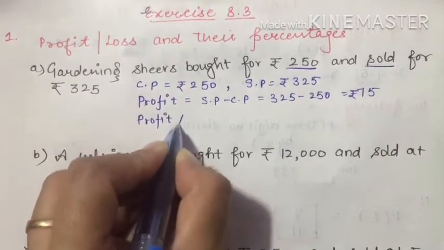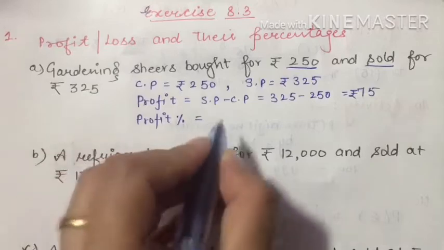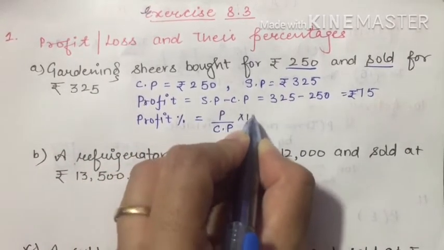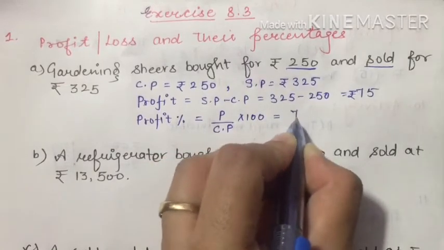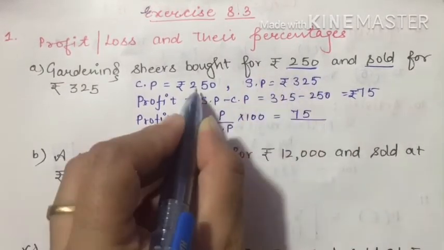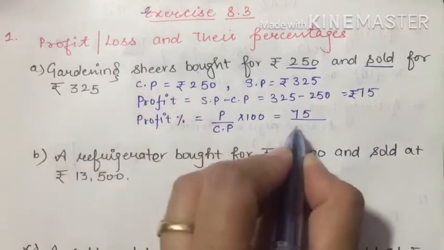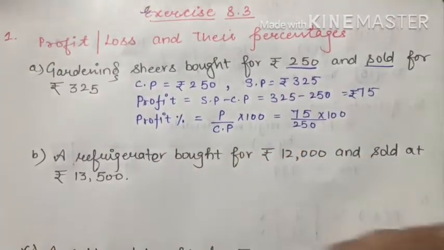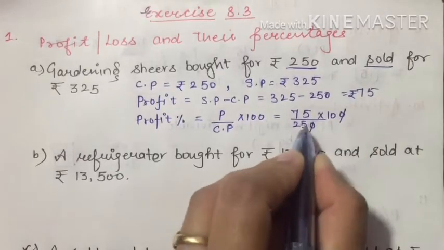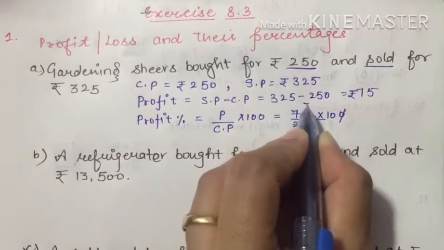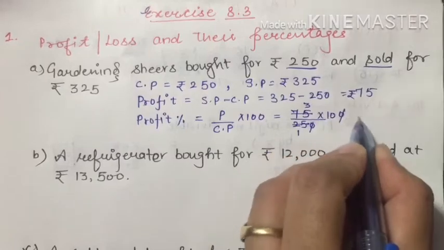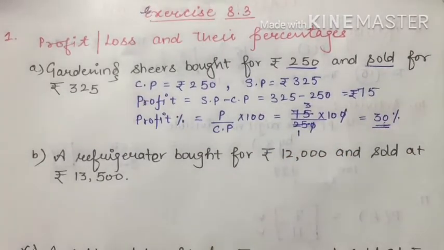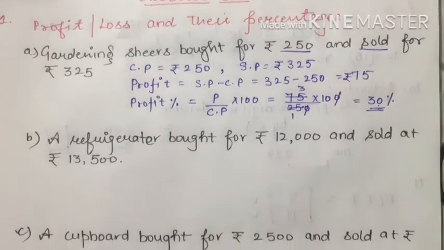Now I have to find the profit percentage. Students, what is the formula of profit percentage? The formula is profit divided by CP multiplied by 100. My profit is 75 and my CP is 250, multiplied by 100. You can reduce it, the 0 is cancelled. 25 ones are 25, 25 threes are 75, so it is 3 multiplied by 10. What is my profit percentage? It is 30%. Okay, that was part A.